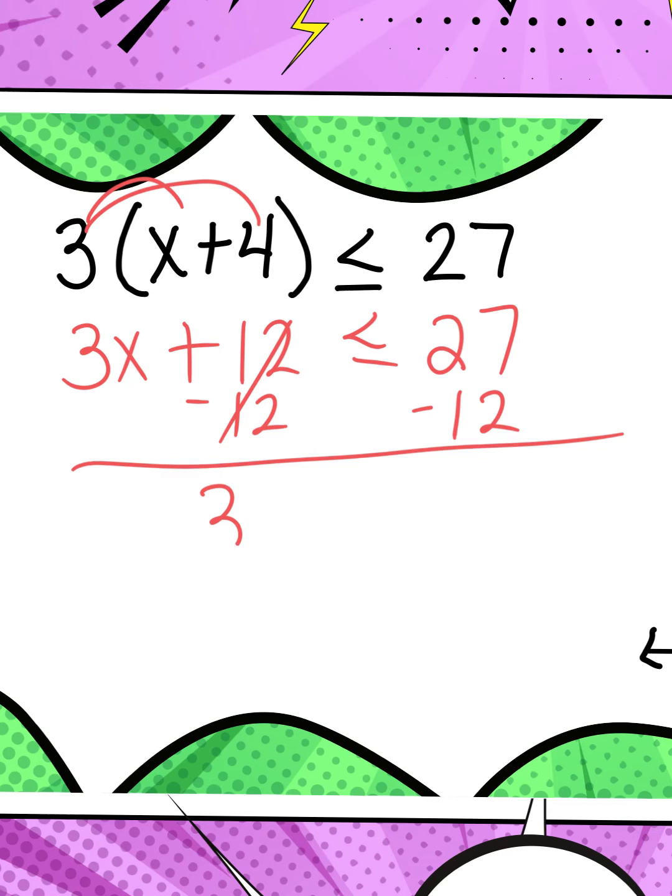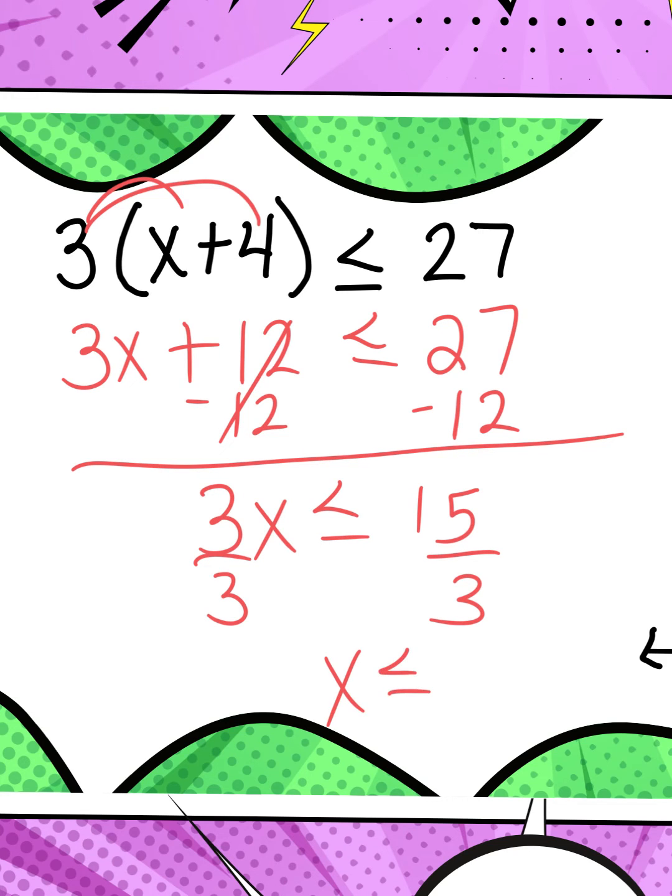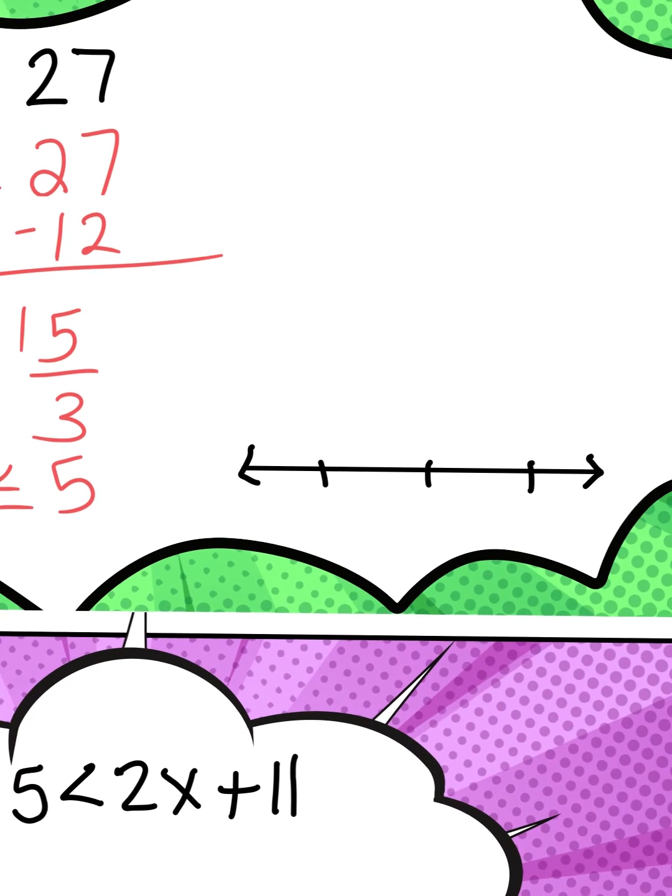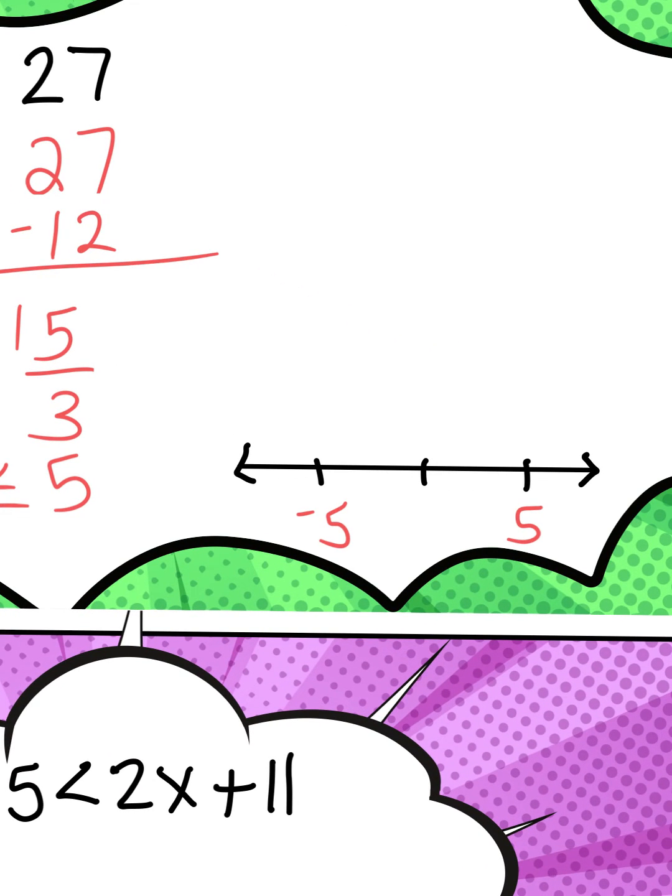Hopefully this is starting to get to be second nature, solving these equations and inequalities. The steps should just be automatic. 27 minus 12 is going to give you 15. Divide by 3. Thankfully, nothing was negative that you divided by, so nothing flips. So x is less than or equal to 5. Graph it really quick. Close circle this time at 5. Less than is going to mean this way.